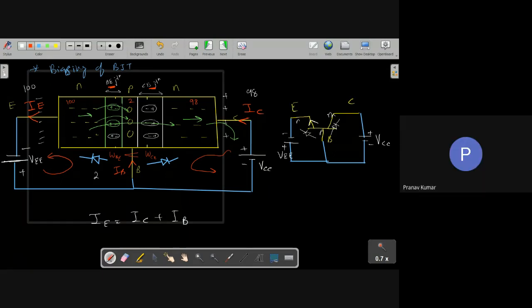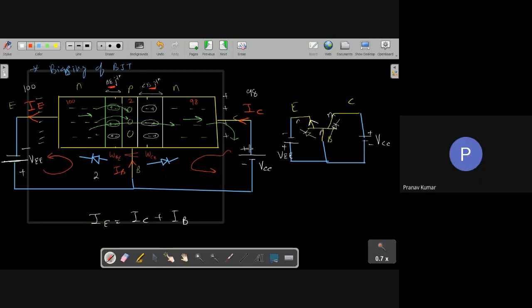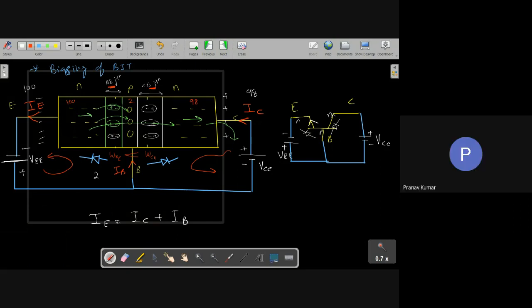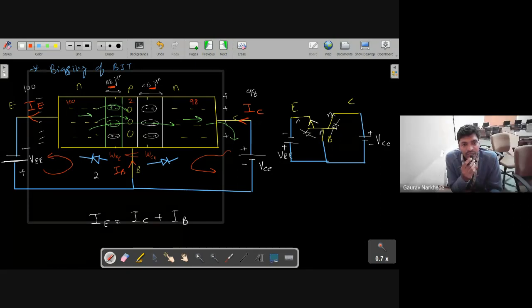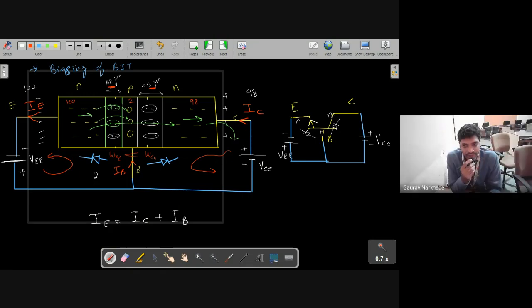Okay, flow of current, right? So always the current flows from positive to negative. So this is the direction of the current from positive to negative. This is the direction of the current from positive to negative, correct? Okay. Now in this current, right, can I say this is the flow of the current due to majority charge carriers, correct?